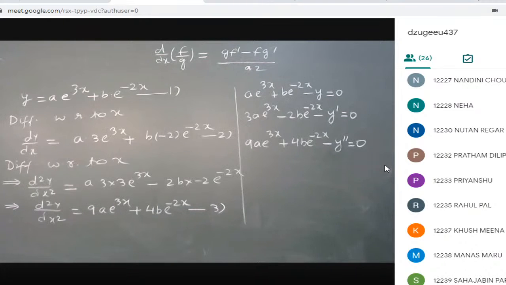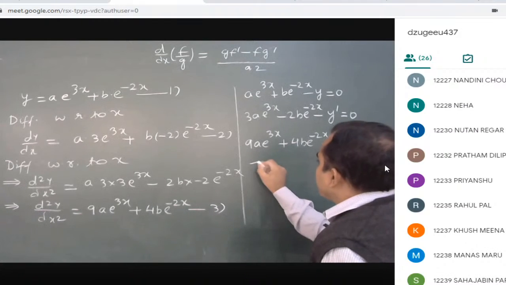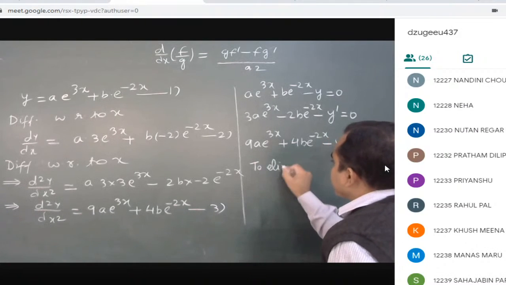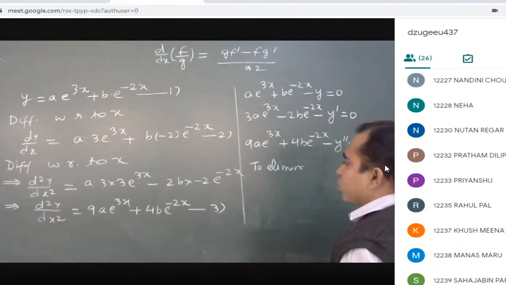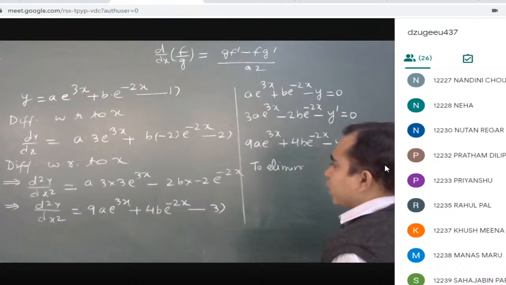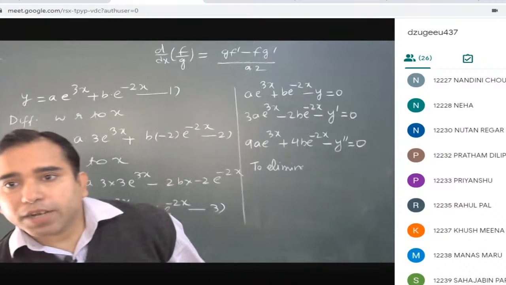Right. Now to eliminate a and b, when the right hand side is 0, we have a very beautiful method. What to do? Yes, speak up. Have I written something wrong? Yes, it is correct, right? Please check. Please tell, is it right or not?